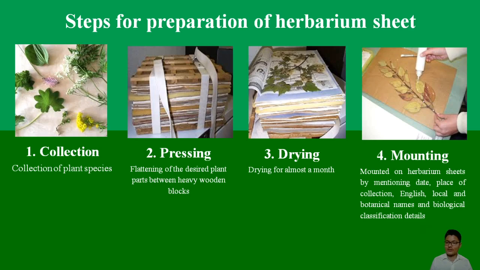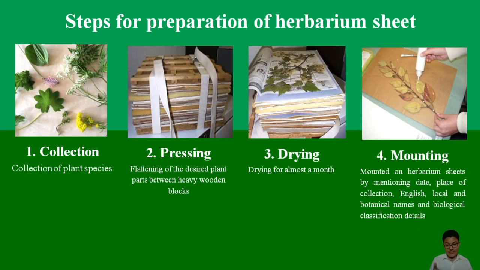And finally, we used to mount it by using different glues. We have to stick it on the herbarium sheet. After mounting, we used to write the date of collection, place of collection, English name, local name, botanical name, and details about biological classification. So the simple steps of preparing herbarium sheets: collection, pressing, drying, and mounting.